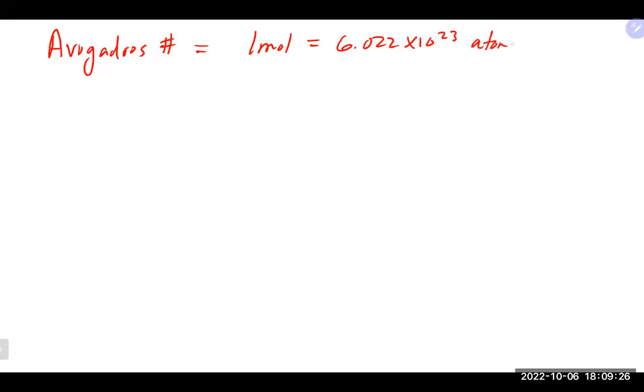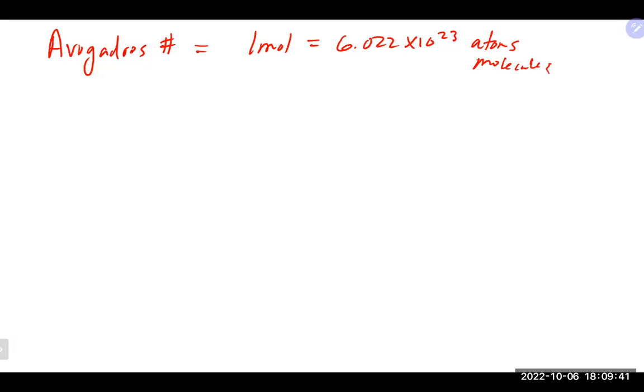Okay, we're going to continue here in chapter 5. So last time we started talking about some important conversions. We talked about Avogadro's number. Remember, Avogadro's number is 1 mole of pretty much anything is 6.022 times 10 to the 23. And remember, the units here can be different things, atoms or molecules. And again, really, Avogadro's number is our conversion factor that allows us to go from moles to atoms or molecules and back and forth.